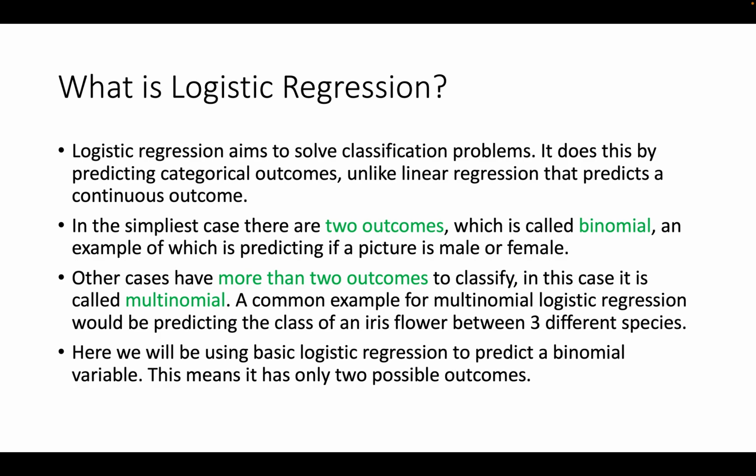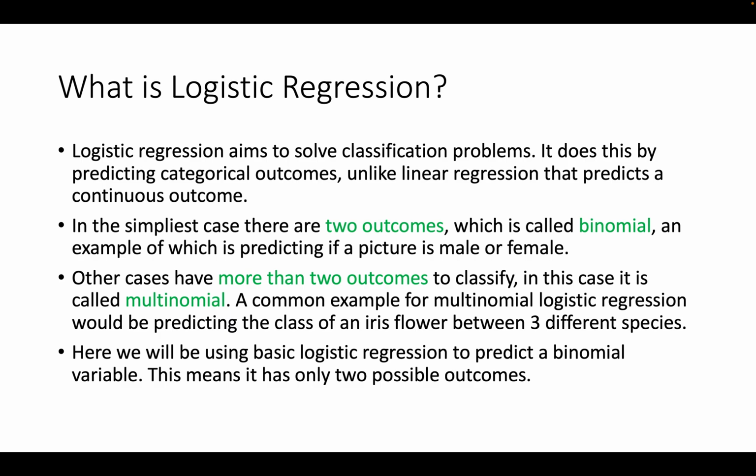In the simplest case, there are two outcomes which are binomial, binary. An example is predicting if a picture given to the model is male or a female. Other cases have more than two outcomes. To classify in this case, it is commonly called multinomial. तो एक binomial हुआ, ठीक है, और एक multinomial हुआ. Multinomial मतलब more than two outcomes. ठीक है, जैसे we have seen examples.